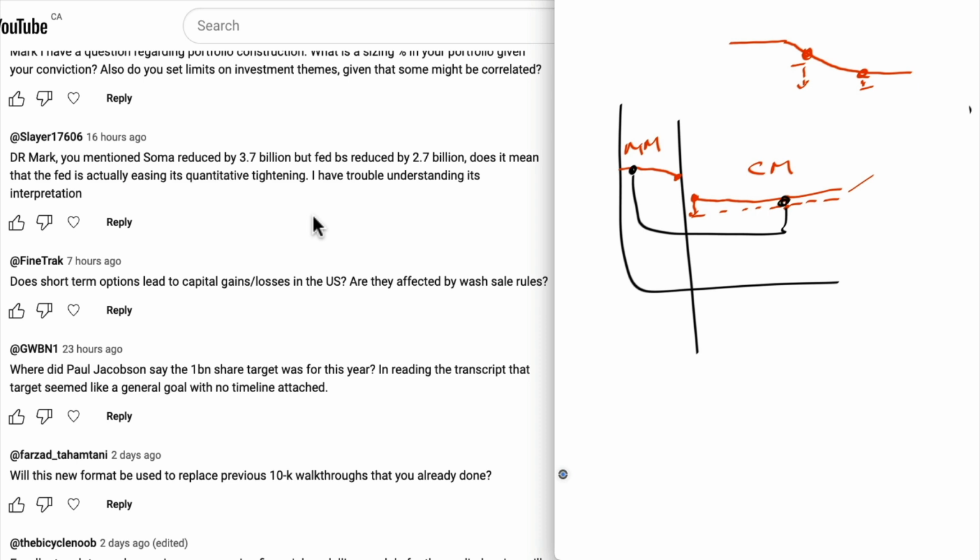Short-term options lead to capital gains and losses in the U.S. I'm not familiar with how the U.S. would treat it for tax purposes. Are they affected by wash sale rules? It could be. Sometimes, depending on how you use them, they could invoke a deemed disposition.